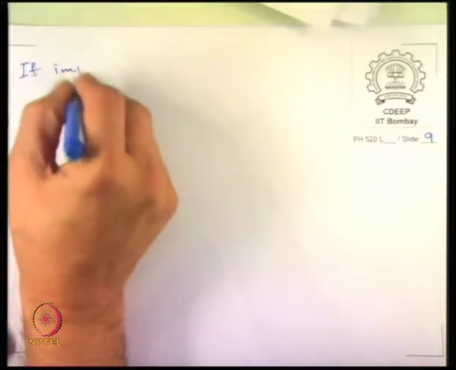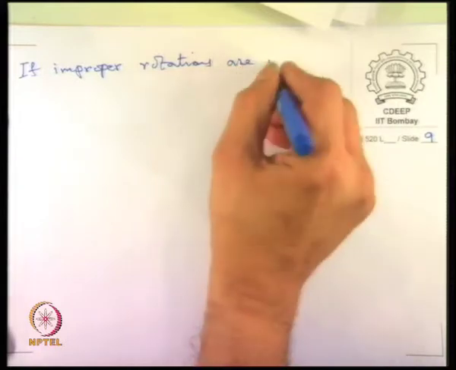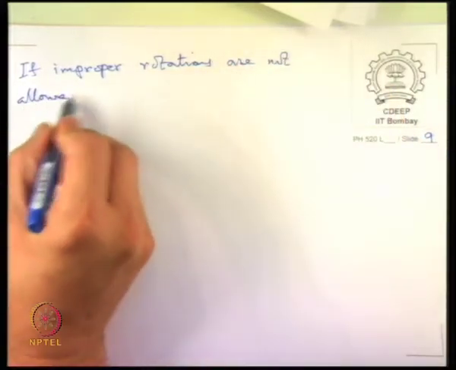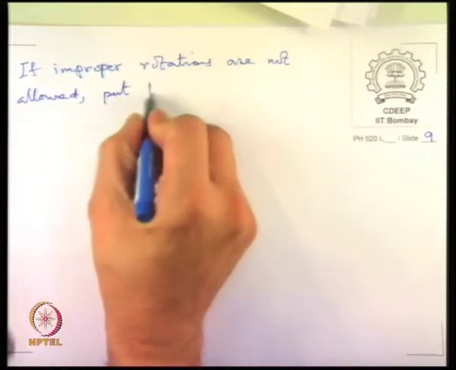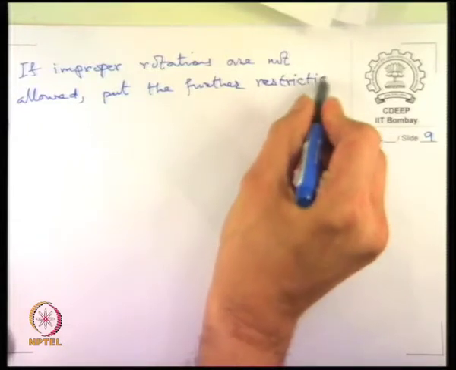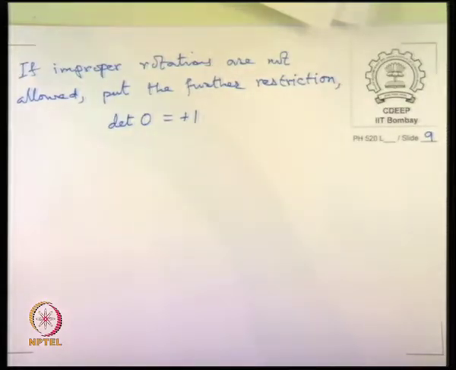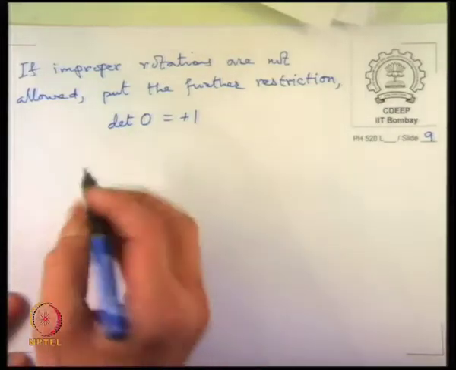If you want to avoid improper rotation, sometimes you want to include mirror reflections, not a problem. But if you want to avoid mirror reflections, then you put a further restriction. The determinant of O should be +1. Now we can see that this det O equal to +1 will be a subgroup of the ON. So this is called SON.